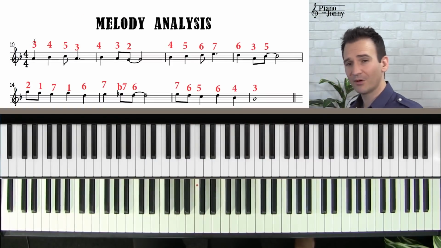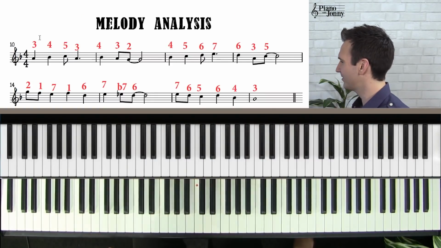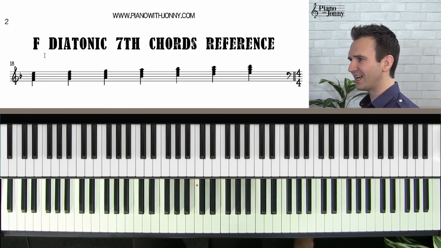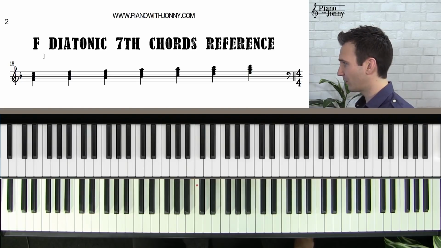All right, so we're talking about converting the melody and the chords into numbers. You guys are doing great. We're going to move along here. We got a lot to talk about. F diatonic 7th chords reference, okay?